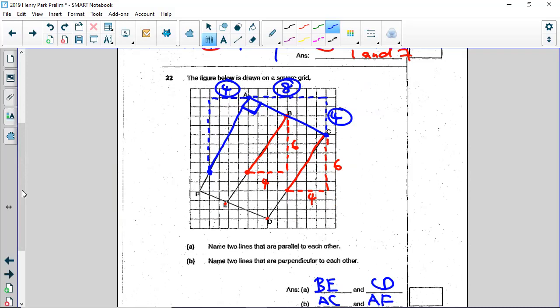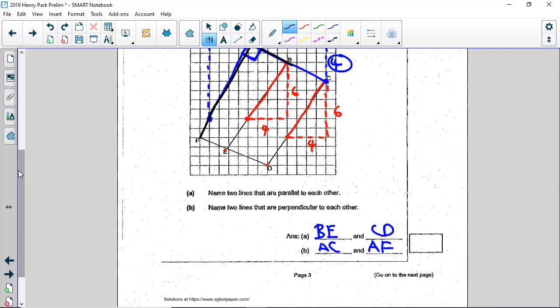Like some of you put AB, right? AB is perpendicular to what? Perpendicular to AF, okay? So also correct. So as long as your lines are part of my blue colored lines or red colored lines, your answers are correct. Okay, let's go on to the next one.